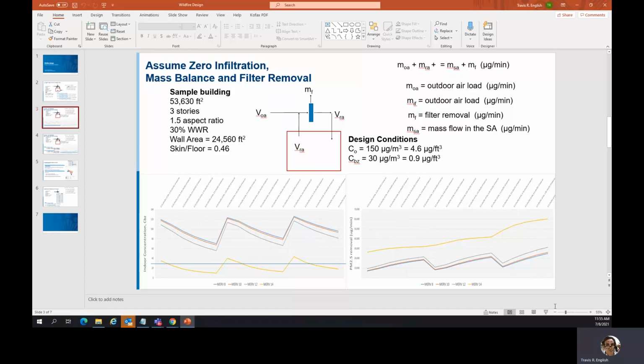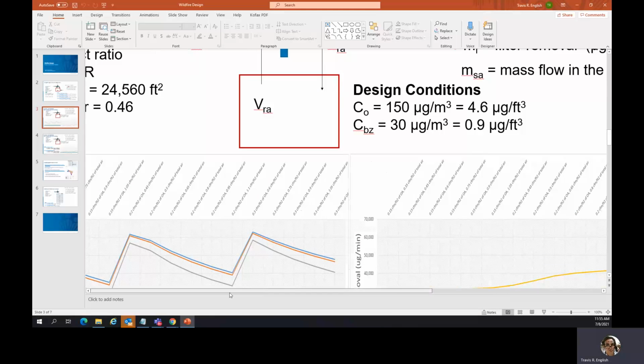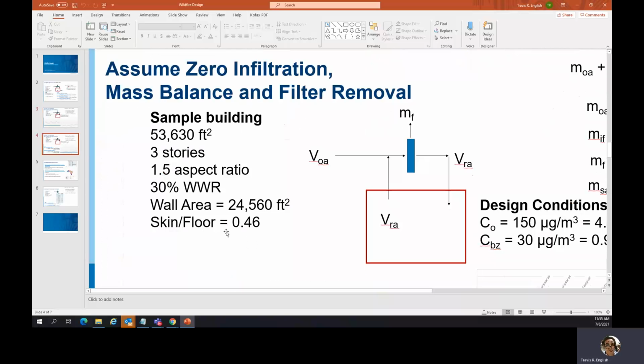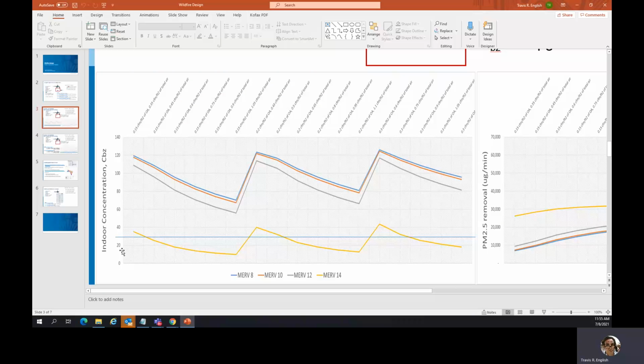And I'm sorry that you can't see these. I think I can go to full screen on this screen. No, I can't. Sorry. But we can zoom in on this. But what you'll see here is your overall indoor concentration. If your outside air is at 150 micrograms a cubic meter and you have 0.15 CFM a square foot of outside air, 0.35 CFM a square foot of total air, well, then you'd wind up at 115, 120 with your MERV 8, MERV 10, MERV 12, and you'd be just under 40 with your MERV 14.